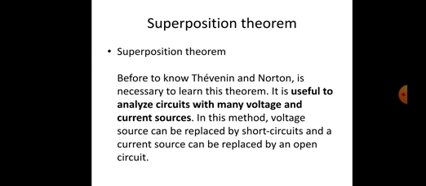Superposition works for voltage and current but not power. In other words, the sum of the powers of each source with the other sources turned off is not the real consumed power.